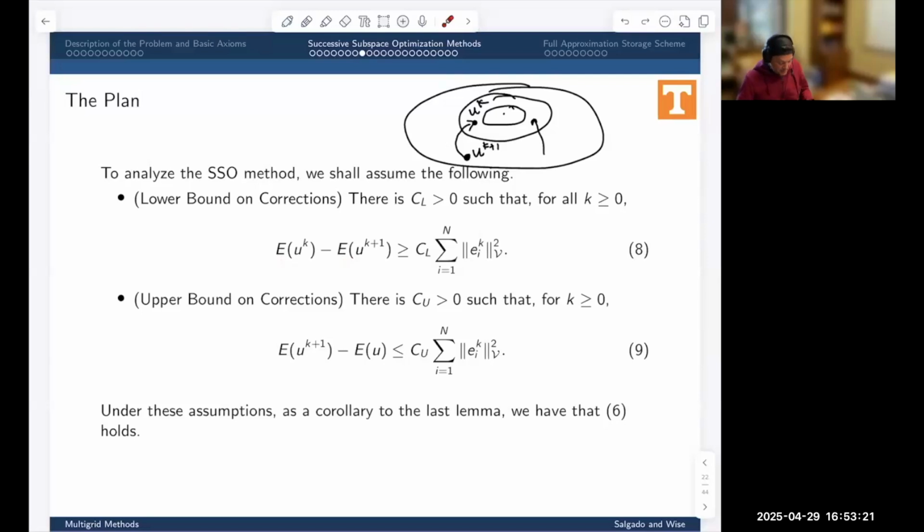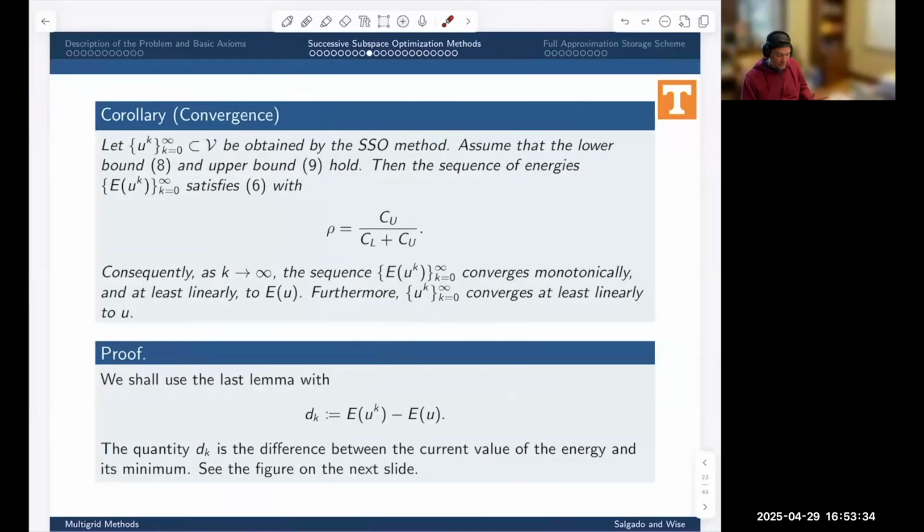Now, if these two assumptions are true, then all we have to do is turn the key, apply the last lemma, and we're going to have the convergence that we want, which is stated in equation 6. So let's prove that that's true.